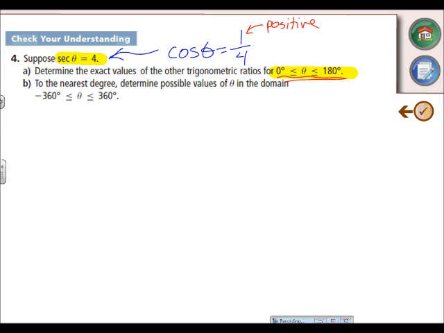And between 0 and 180, using our CAST rule, cosine is either positive in quadrant 4 or quadrant 1. But we're not allowed to use quadrant 3 and 4 because it said from 0 to 180. So we're only looking at the first two quadrants. The only quadrant where cosine's positive is quadrant 1. So we're dealing with a quadrant 1 triangle here.